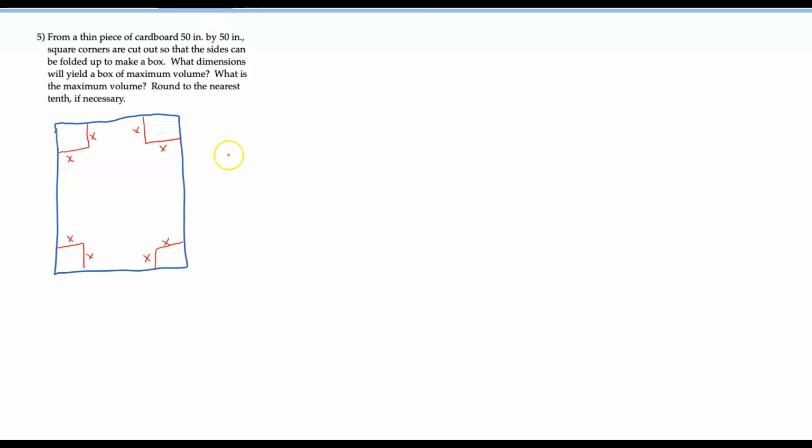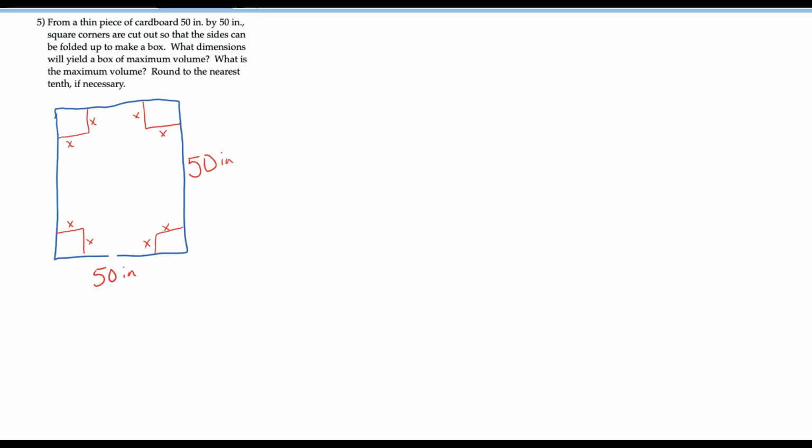Now, I know that the dimensions of the full figure are going to be 50 inches. The length and the width are 50 inches. So what I'm going to do is come up with some equation that models the volume. Well, I know that volume equals length times width times height. So now I try to figure out, well, what is the length? What is the width? What is the height?